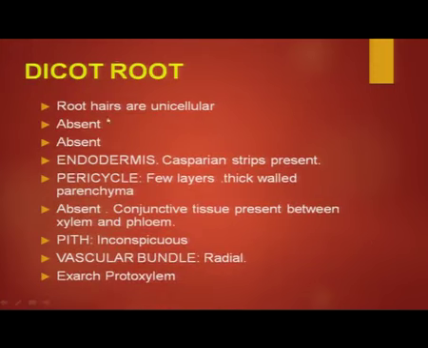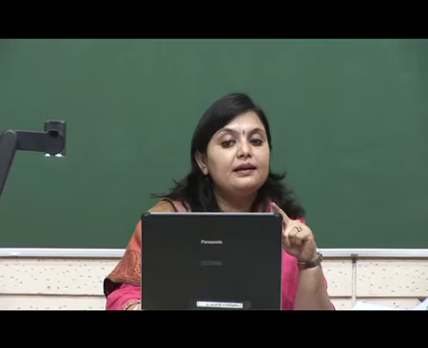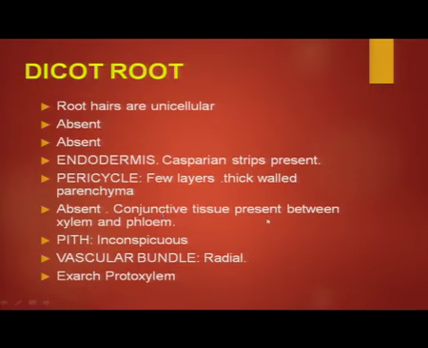Compare it now with the dicot root, where the root hairs are always unicellular, and among the other features like the cortex and hypodermis, the hypodermis is absent. The endodermis is made up of cells with Casparian strips. The pericycle is a few layers thick and it is made up of parenchyma. Medullary rays are absent in the dicot root, but conjunctive tissue is present between the xylem and the phloem. The pith is inconspicuous and the vascular bundles are radial with exarch protoxylem.